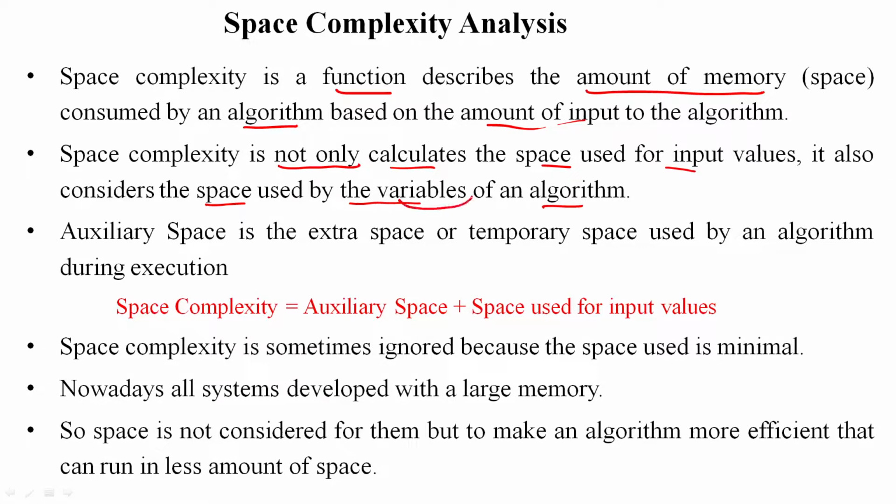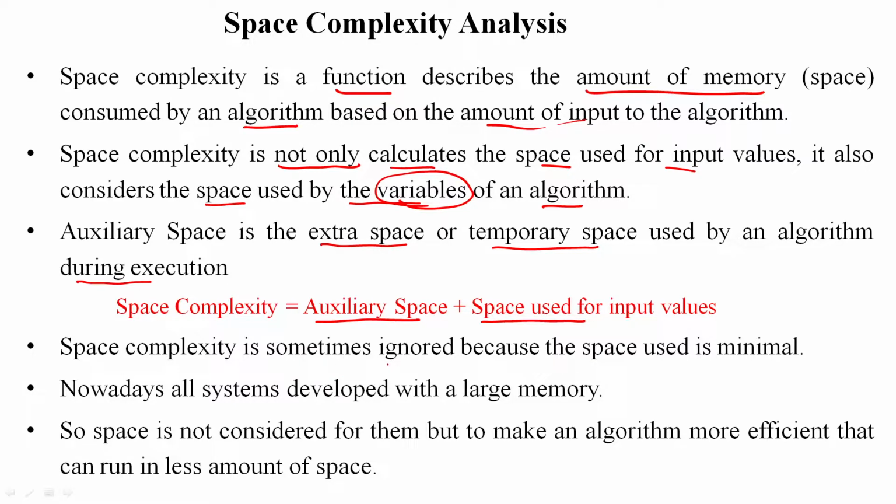These variables will be consuming some memory space during the algorithm's execution. So the extra space or temporary space is allotted to the variables during the execution. So the total space complexity is defined as the combination of auxiliary space consumption and the space which is used by the input size.